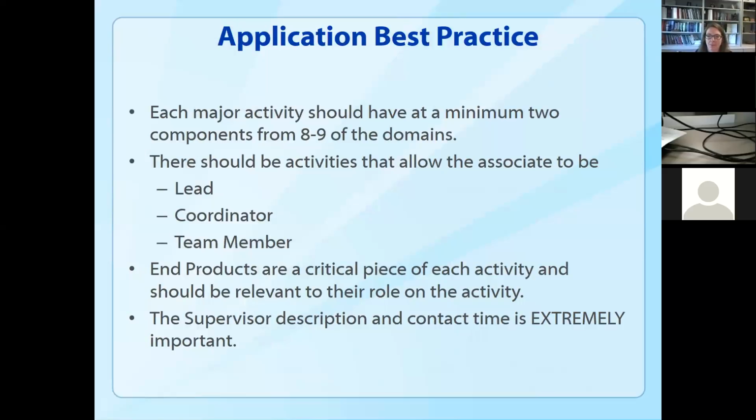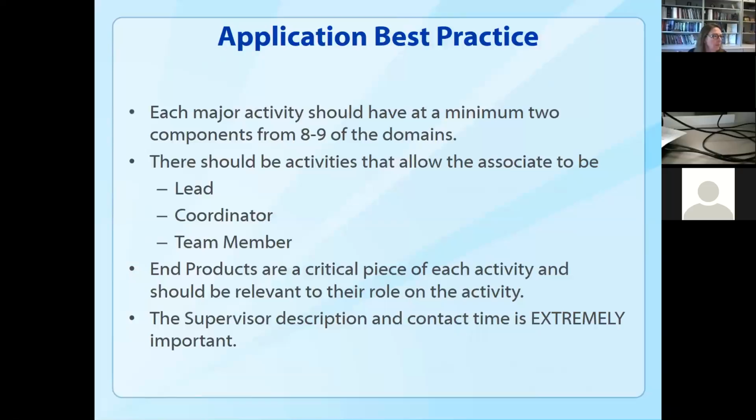Like, I had one application that was 10 pages long, and that was a failed application. One of the reasons is that they covered 2 of the domains. It's a tedious process, but make sure that for each activity you list, 2 of those domains are covered, and at a minimum, at least 2 components from the 9 domains is usually listed per major activity. In your application, the associate should be a lead on at least 2 activities, coordinator for at least 1, and team member for 3 to 5, just depending on how many things you all are doing in your activity.